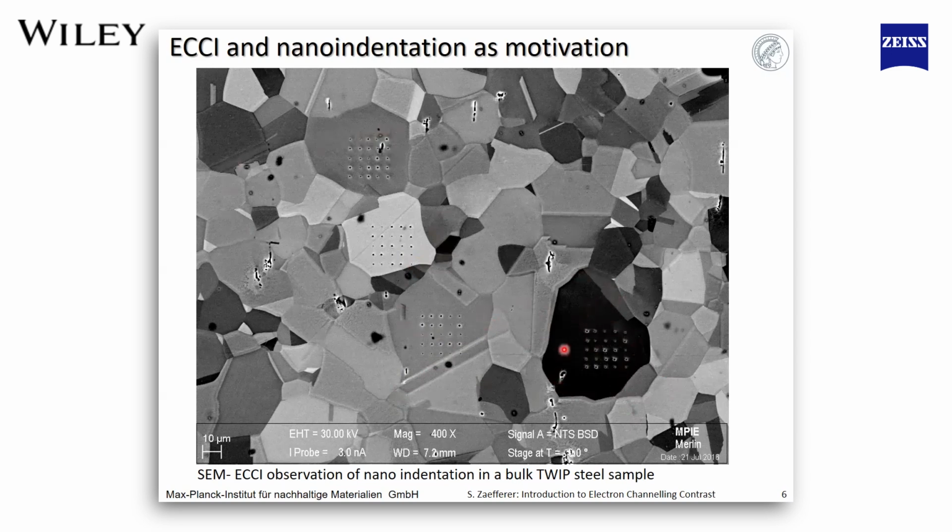Now, important is that, you see, every grain has a different brightness. This grain here is particularly dark. That means the electrons don't come out again. The electrons disappear in the material. They actually channel into the material. And this is the situation where we will be able to see the dislocations.